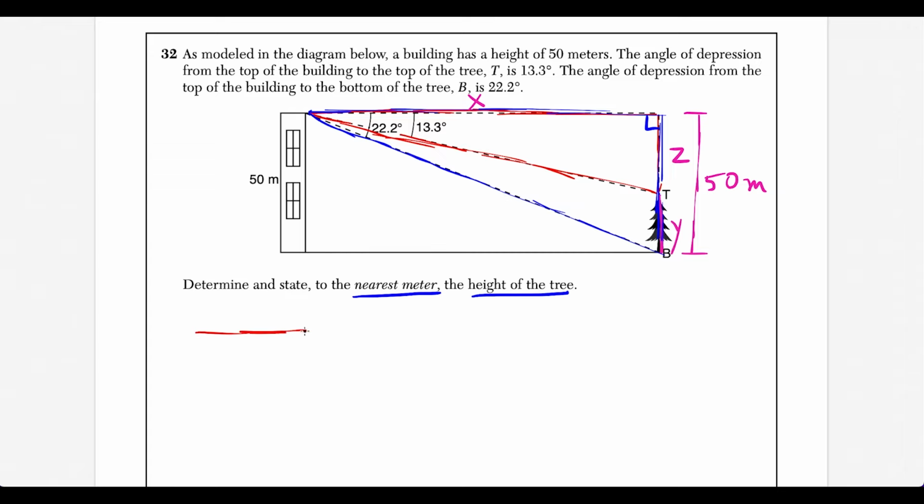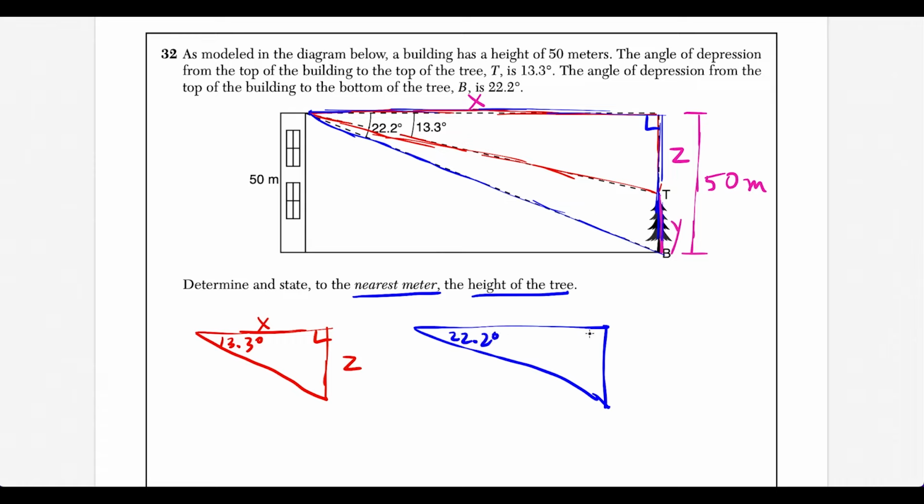So then if I were to extract these triangles, let's say the triangle in red, I have this color coded. The triangle in red I'm going to draw like this. And this is a right angle, and the angle here is 13.3 degrees. The horizontal distance is X, and this vertical distance here is just written as Z. So we're going to look at the red triangle, and then the blue triangle is the big triangle, the one that goes to the bottom of the tree. And that angle of depression is 22.2 degrees. This is a right angle. And in this one, we know that the entire vertical distance is 50, and this one is X. So right now we know more information about the blue triangle, so that's the one we could start with.